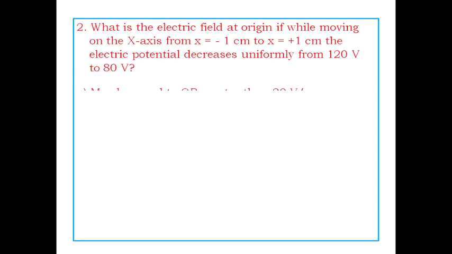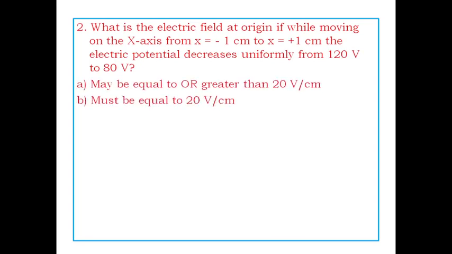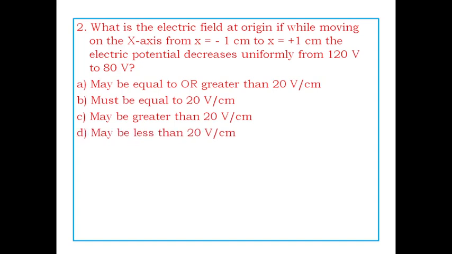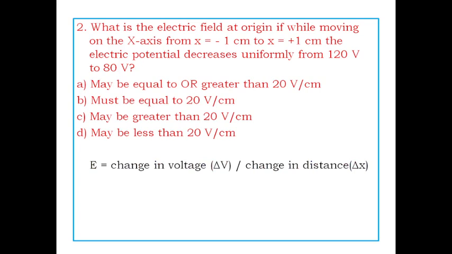What is the electric field at the origin if, while moving on the x axis from x equal to -1 centimeter to x equal to +1 centimeter, the electric potential decreases uniformly from 120 volt to 80 volt? Here we know that there is a change in voltage and also a change in distance. We have an equation that the electric field can be given as change in voltage, that is delta V, by change in distance, that is delta x.